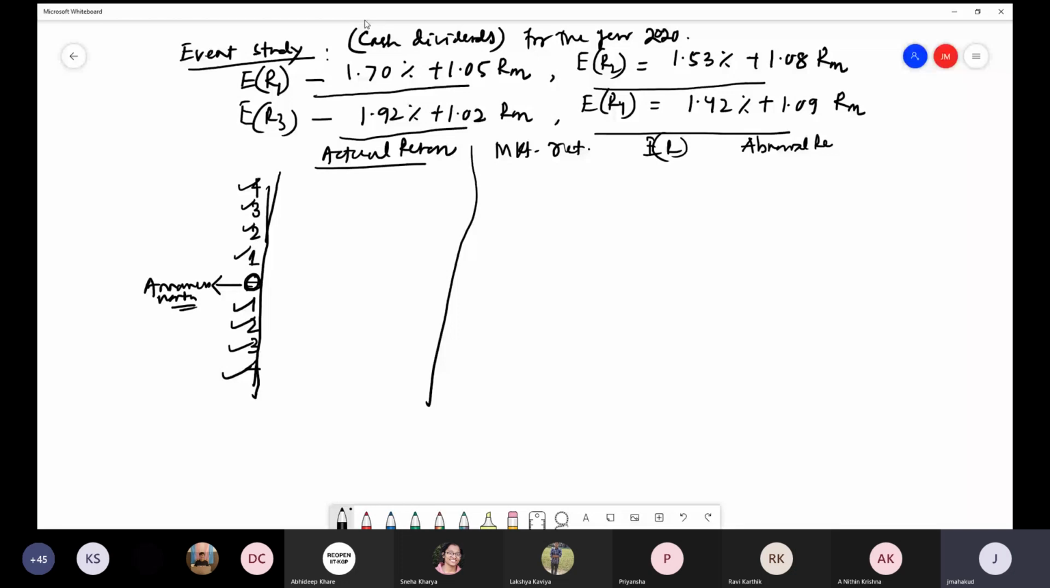So, the actual return data is available to you in the different periods. Market return data is available to you in the different periods. Expected return is available from this equation. Let's say you are calculating for company 1. Then use this equation to calculate the expected return. Then your actual return minus expected return will give you the abnormal return.